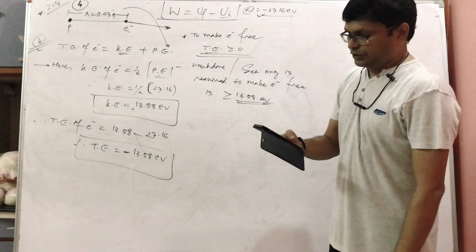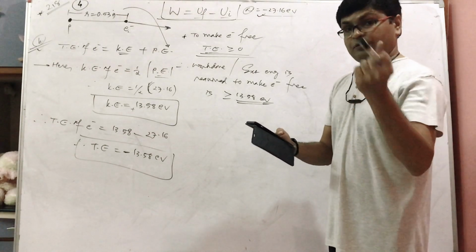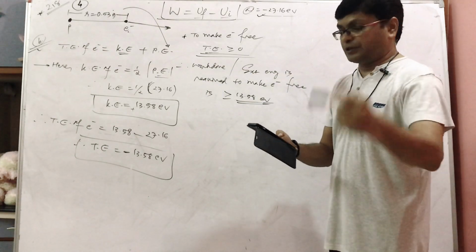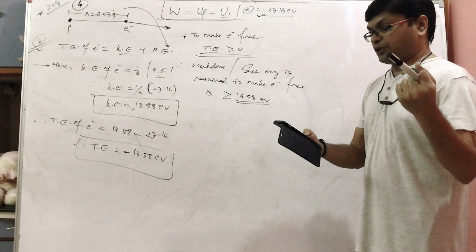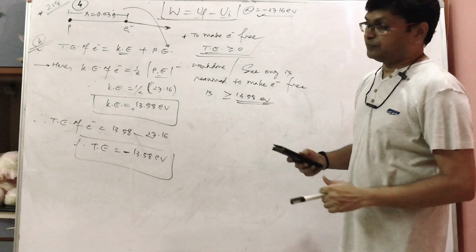Now we discuss the last case of this numerical number 2.18. What are the answers to A and B? That is, we have to redo what we discussed in A and B, but for a different condition: if the zero potential energy is taken at 1.06 angstrom separation.